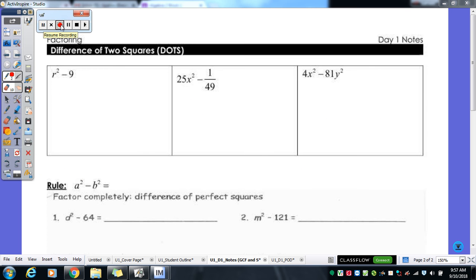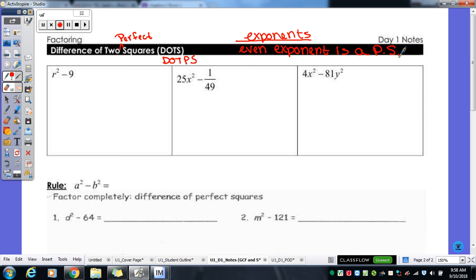So this really should be difference of two perfect squares. But that was just weird to say, so they just shortened it to difference of two squares. But the key thing is they have to be perfect squares. So you guys have to remember what your perfect squares are. So I always make a little list over here. When it comes to exponents, an even exponent is a perfect square. I'm going to shorten it down to PS. Even exponents are perfect squares.